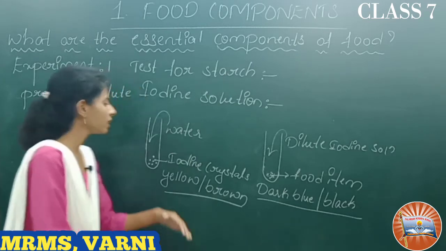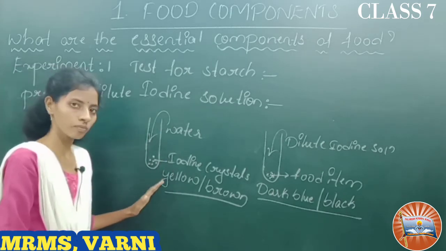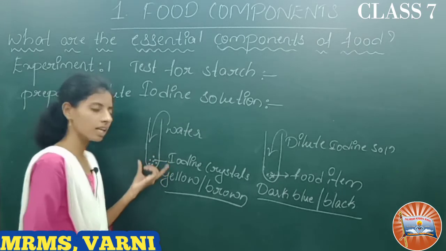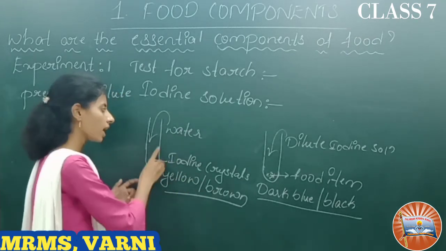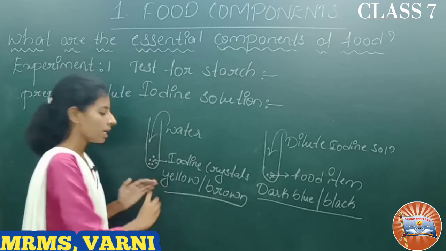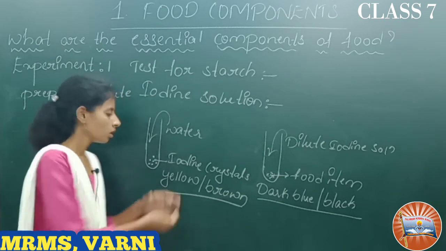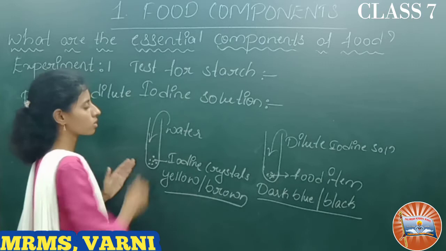What we did here: we first took dilute iodine solution. How do we prepare the dilute iodine solution? In a test tube, we take a few iodine crystals. To these crystals, we add water until the color of the solution changes into yellow or brown. Now we take this solution as a dilute iodine solution.